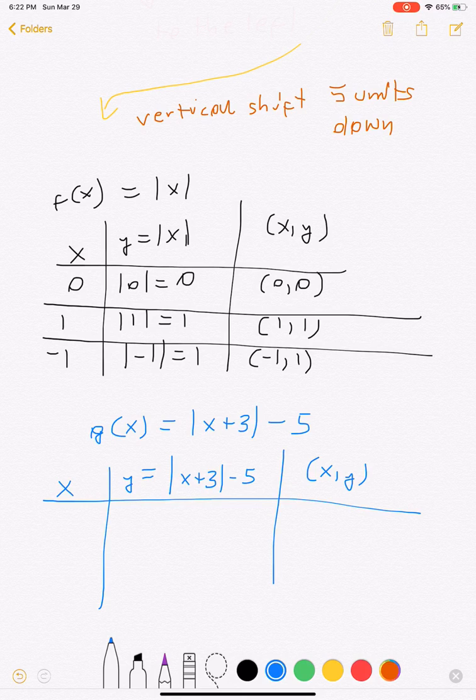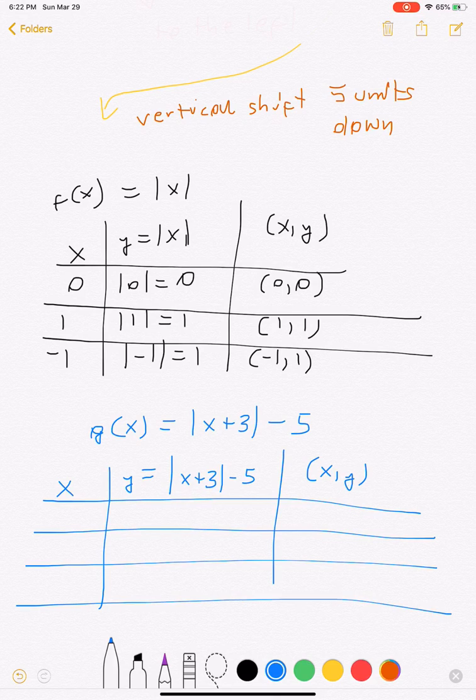Since we have shifts, let's talk about those points. We have a horizontal shift 3 units to the left. So you take your original x and you subtract 3 because we're pushing the graph to the left. So our original x will become -3. So that will be our new point, -3.